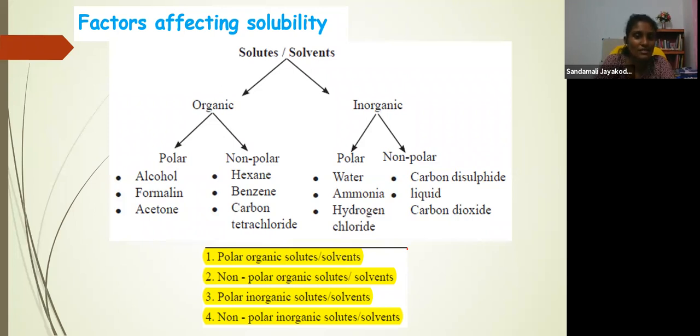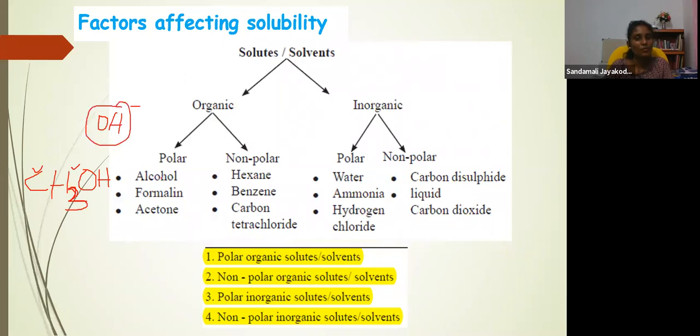Then alcohol is a polar organic solvent. The chemical formula of alcohol is CH3OH. It contains carbon and hydrogen, so it's an organic solvent, and it is polar. This OH has a minus charge, so it is polar. Formalin and acetone are both like that; just like alcohol, they are polar.